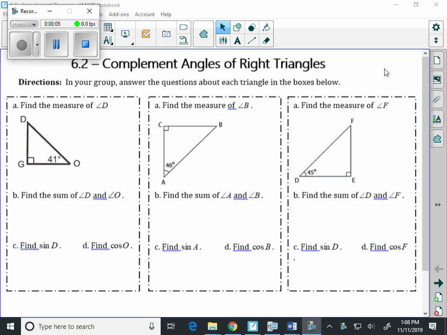Answer the questions about each triangle in the boxes below. While I'm making the video, I'm going to go ahead and work these out, so if you're looking at this after the fact, you'll know where things came from.